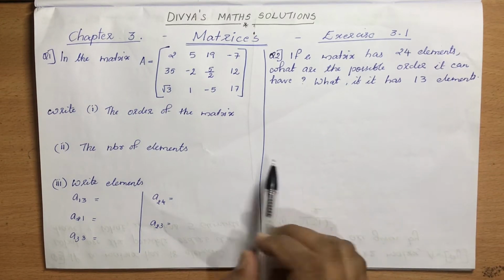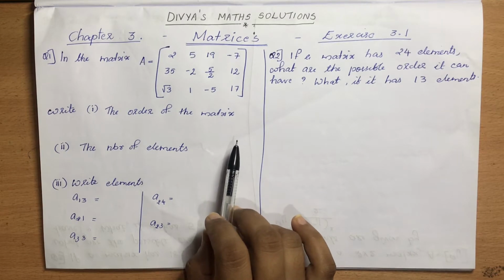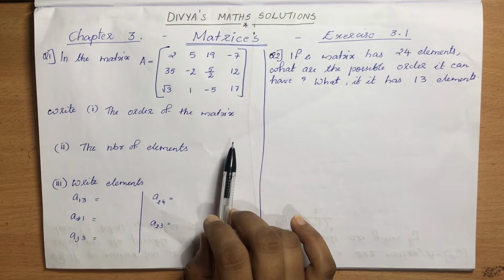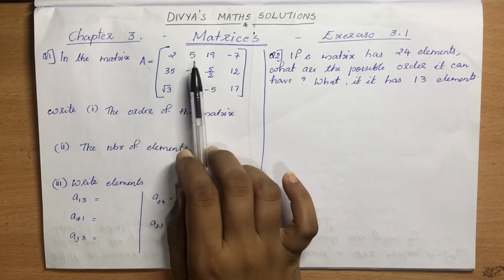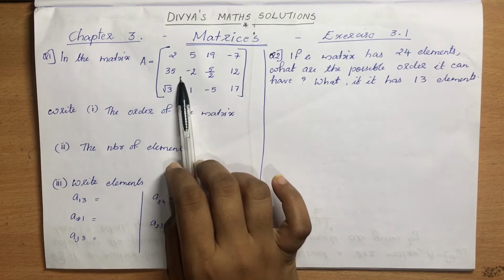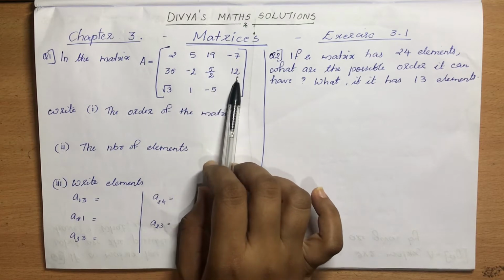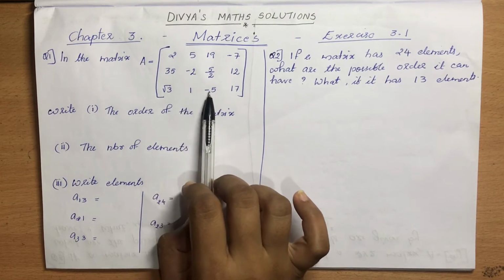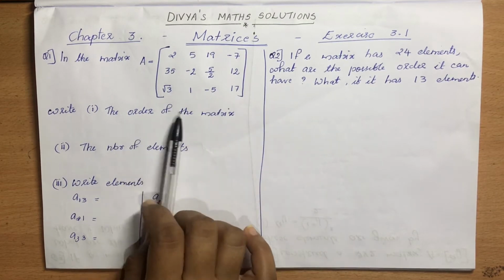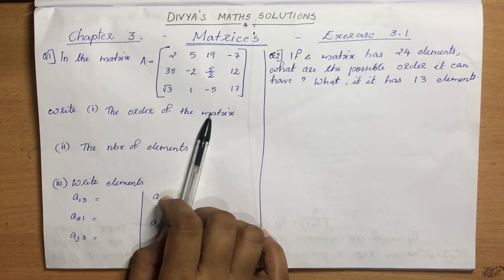Today we are going to discuss chapter 3, matrices, exercise 3.1. Question number 1. In the matrix A with rows 2, 5, 19, minus 7; 35, minus 2, 5 by 2, 12; root 3, 1, minus 5, 17, write the order of the matrix. What is the order of the matrix?